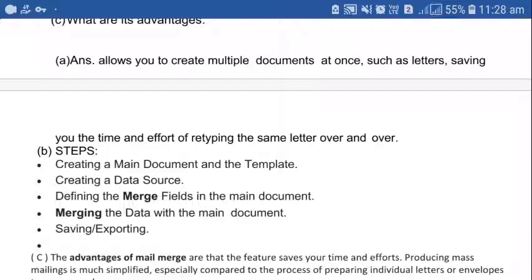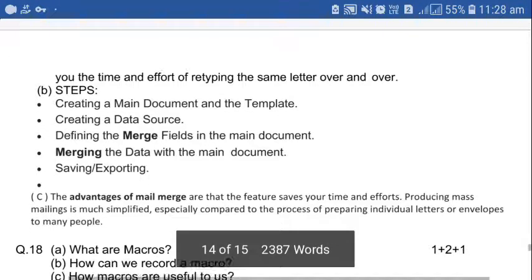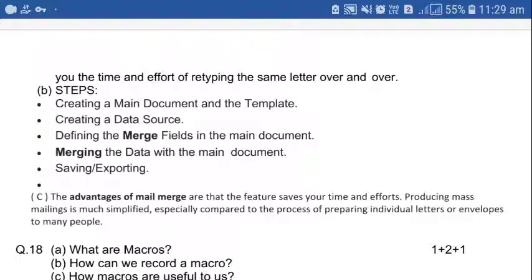So what are the steps of doing mail merge? Creating a main document and the template, create a data source, next is defining the merge fields in the main document, and next merging the data with the main document. Finally, save or export your data.